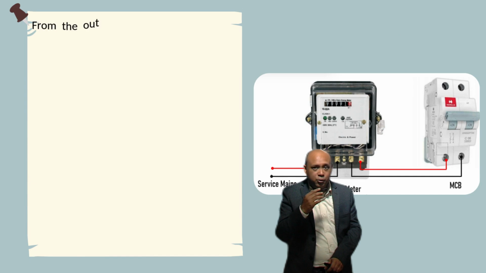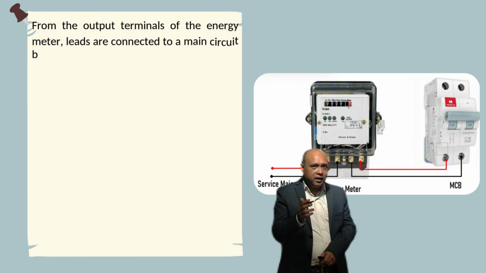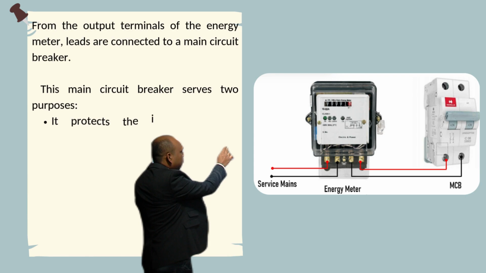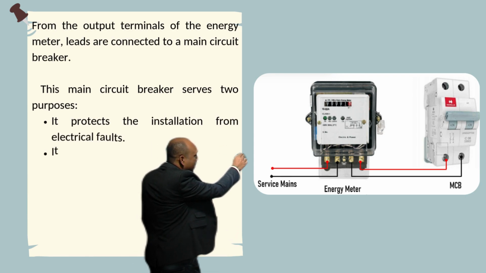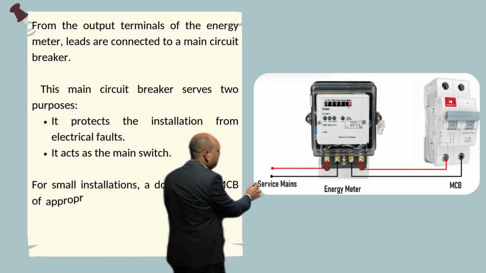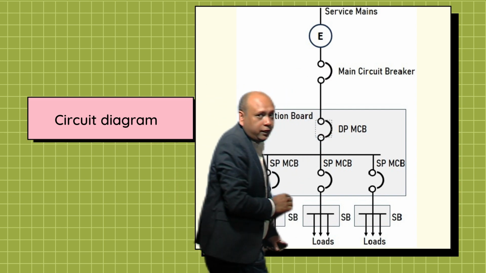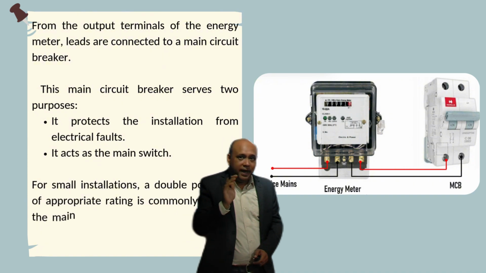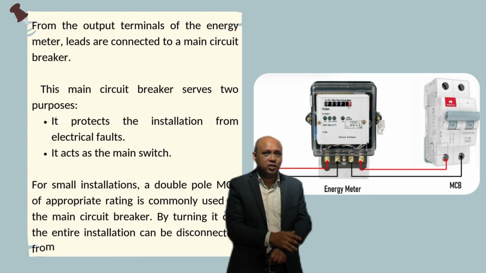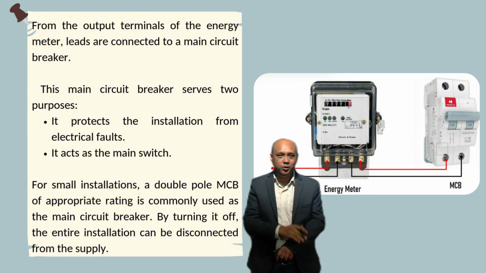Okay, so from the output terminals of the energy meter, leads are connected to a main circuit breaker. Here is the connection. So from the service mains it goes to the energy meter, and from the output terminals of the energy meter it goes to a main circuit breaker. Here in this diagram, this is the connection that we are talking about. So this main circuit breaker serves two purposes. Number one, it protects the installation from electrical faults. Number two, it acts as the main switch.